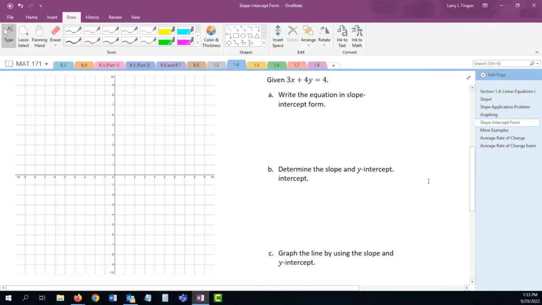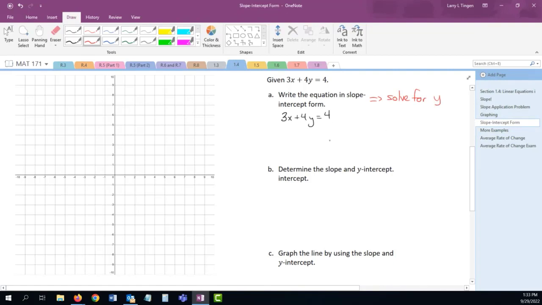Given 3x plus 4y equals 4, find the equation in slope-intercept form, determine the slope and the y-intercept, and then graph the line. All right? So, get this in slope-intercept form. Why would I want this in slope-intercept form? Well, for this case, because it told me to do that. Slope-intercept form means solve for y, or get y on a side by itself.